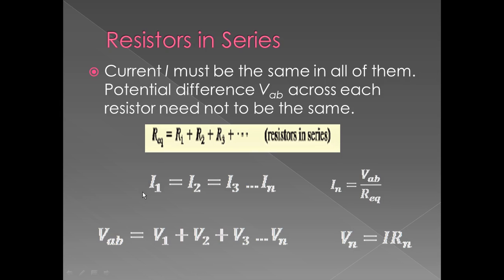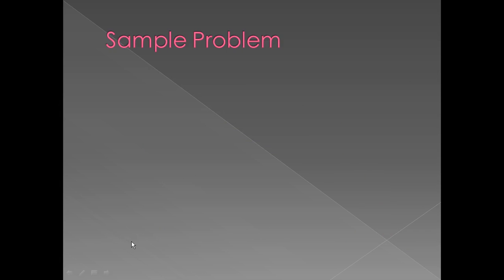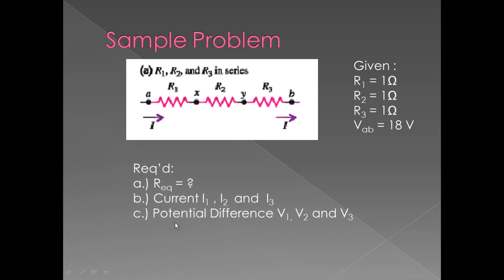Now, once you have computed the individual currents, and you have the individual values of resistances, you could compute the individual voltages of each of the resistors, so that you could answer letter B and letter C.